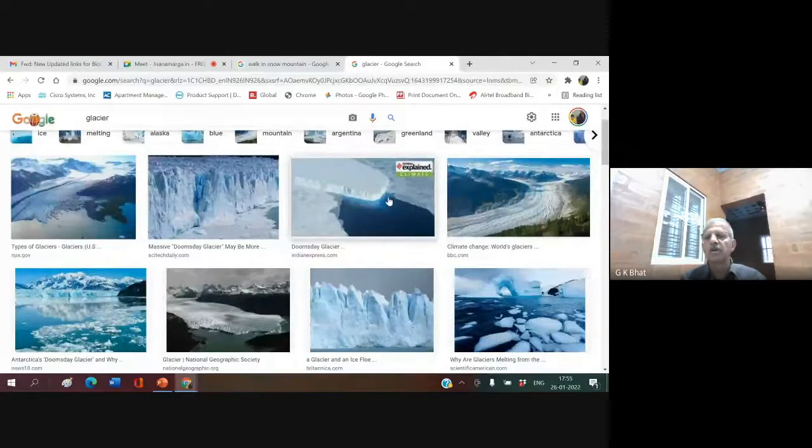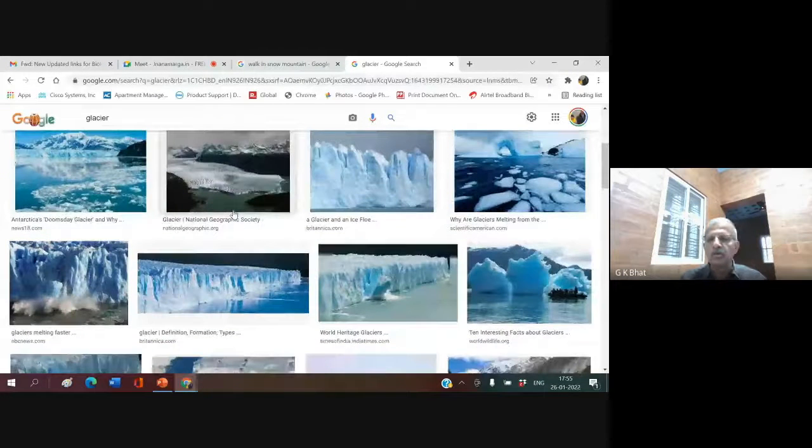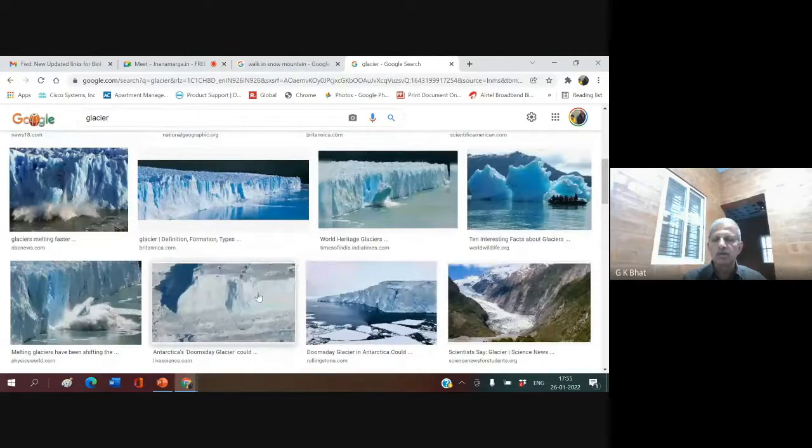Of course, these are all in different places. I have to show someone. Like this, you'll be seeing this snow, and just beneath that there will be water. It is so dangerous. Every step you have to be very careful. And this is the condition.